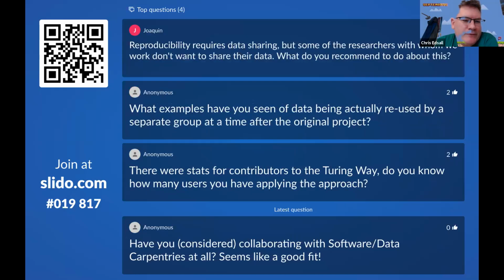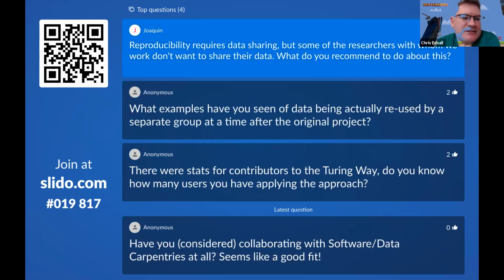Okay, Joaquin, I'm sorry if I mispronounced that. Joaquin asks, reproducibility requires data sharing, but some of the researchers with whom we work don't want to share their data. What do you recommend to do about this? Yeah, it's a very good question, because I feel that data sharing and openness can sometimes be confused as the same thing. So a lot of the time when you work within a team, of course, you need access to data. But if you're working with other teams, and if that team is working with sensitive data, it's their right not to share it with you.